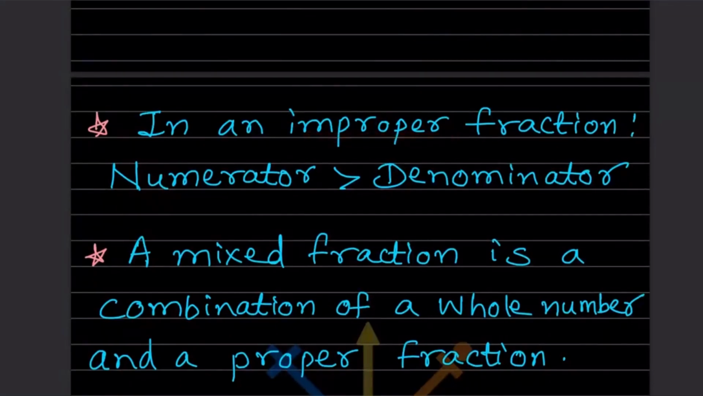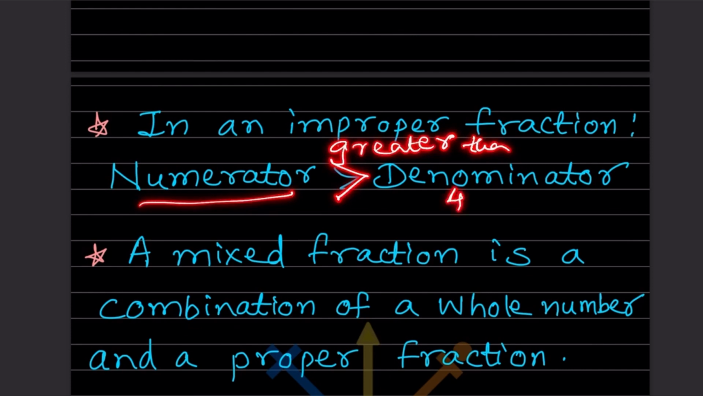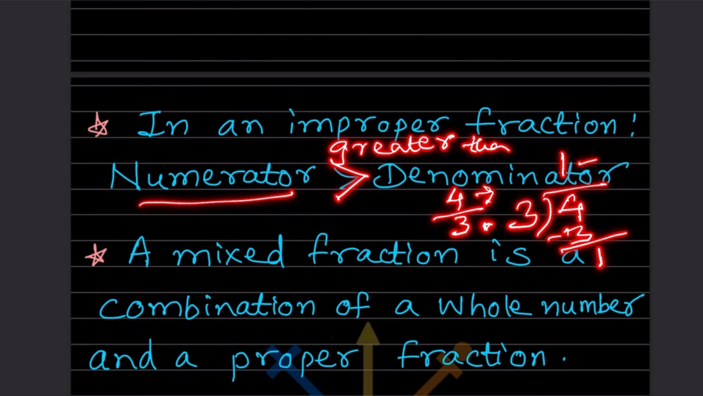So next, the improper fraction. What is that? In an improper fraction the numerator is greater than the denominator. So if I write here 4 by 3, can you see this numerator is greater than the denominator? And whenever you have an improper fraction, you have to make it into a mixed fraction. Now see here, this is 4 by 3. 3 ones are 3 and the remainder is 1. So this is the quotient, this is the remainder, isn't it?